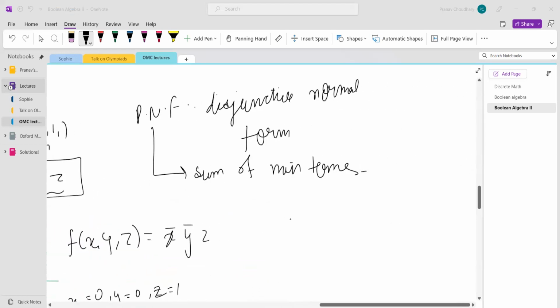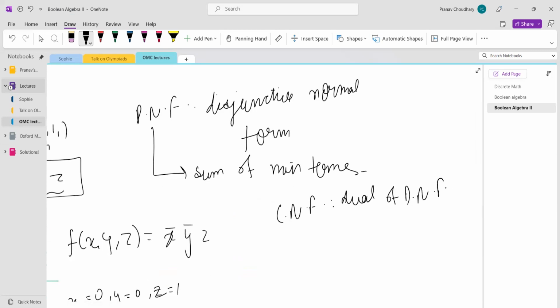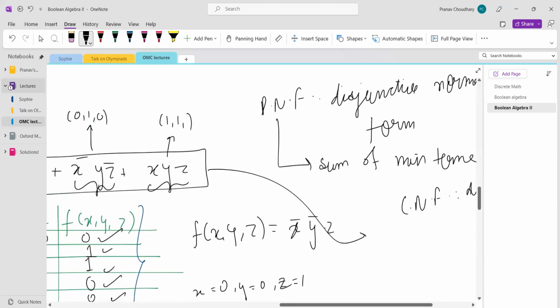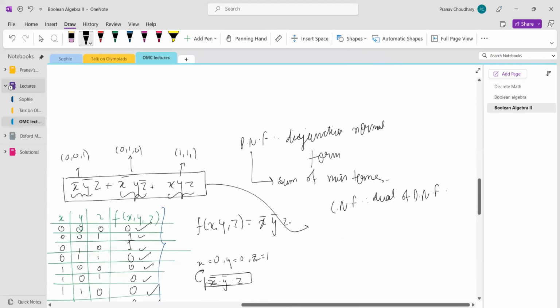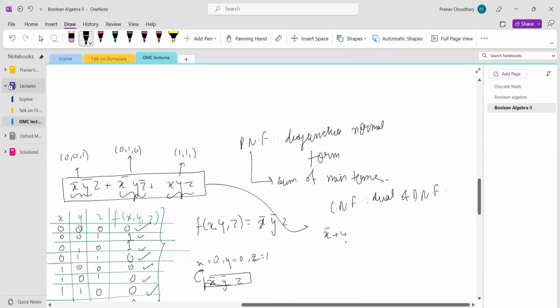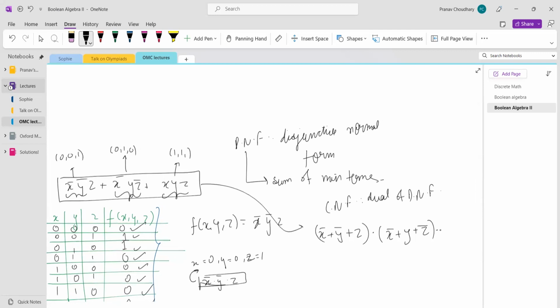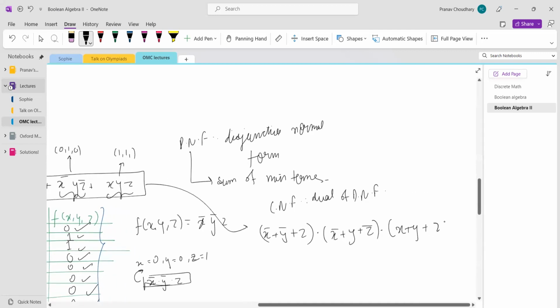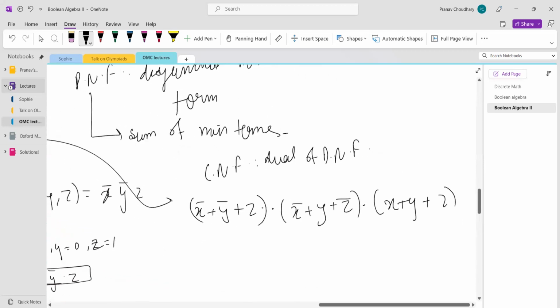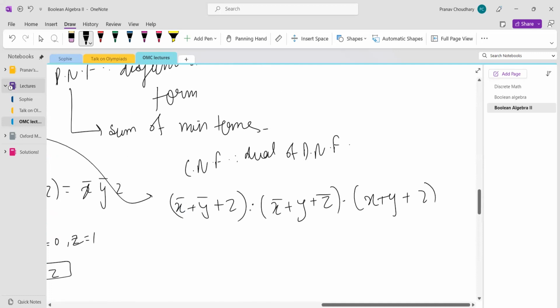Now there is a thing called conjunctive normal form. There are two ways to view this. One is you just take the dual of disjunctive normal form. Let's take the dual of this thing here. x conjugate, y conjugate, z becomes (x conjugate plus y conjugate plus z) times (x conjugate plus y plus z conjugate) times (x plus y plus z). So conjunctive normal form is basically a product of sums of the literals, right?